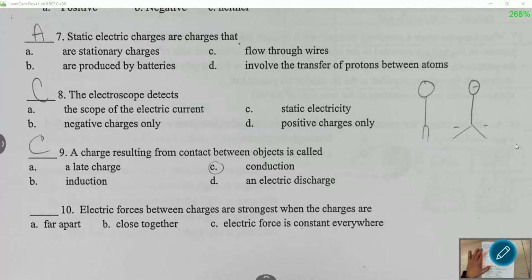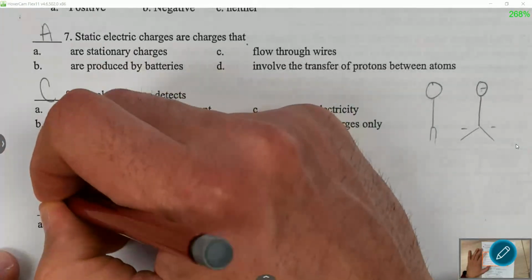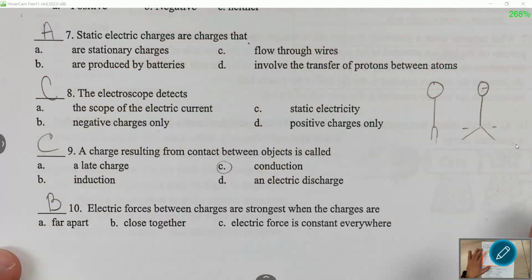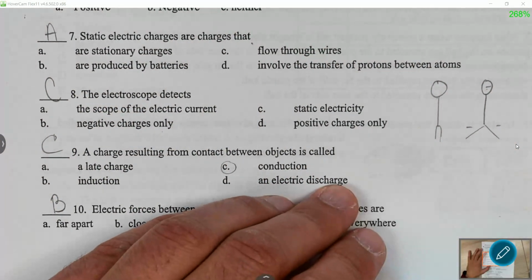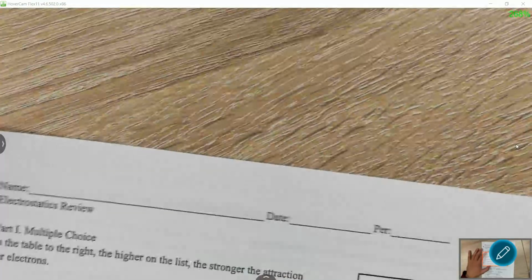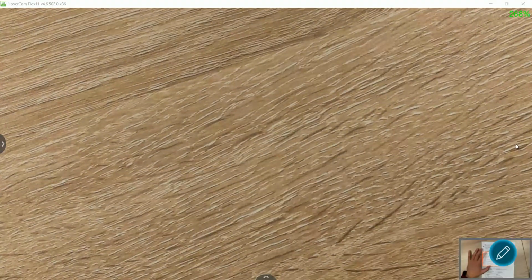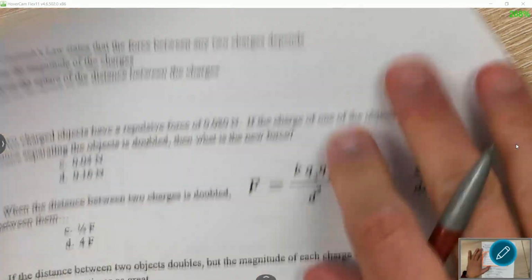Same thing with gravity, right? Gravitational forces are stronger when these things are closer together. All right, so let's flip on to the next one.